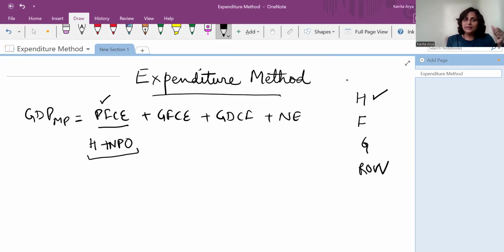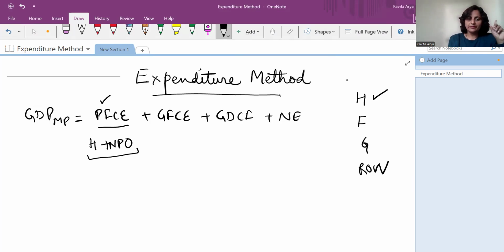Now, please pay attention to the nomenclature here. Private means belonging to the household sector. Final means the expenditure should be done on the final goods, not on the intermediate goods. Consumption means here in this tab, we are only talking about the consumption expenditure. It's not at all the capital expenditure. So this makes it very clear.